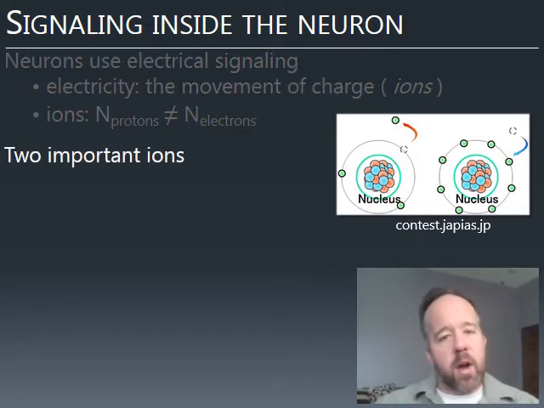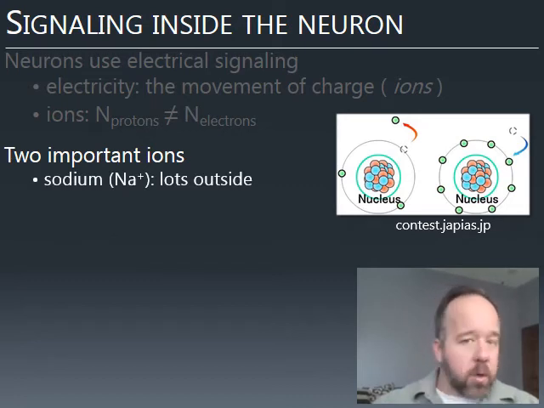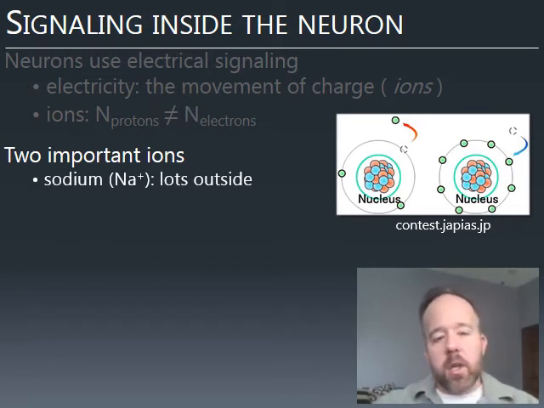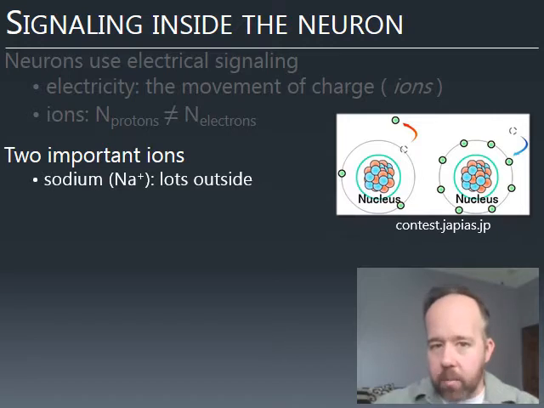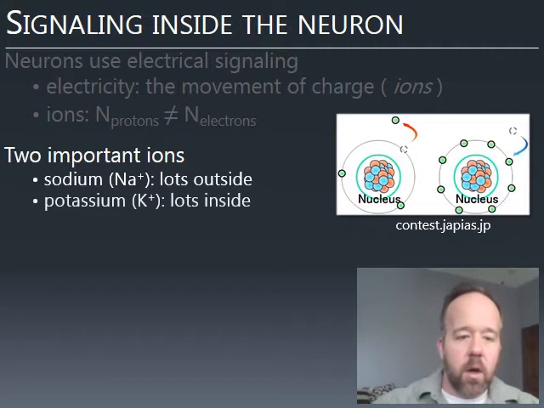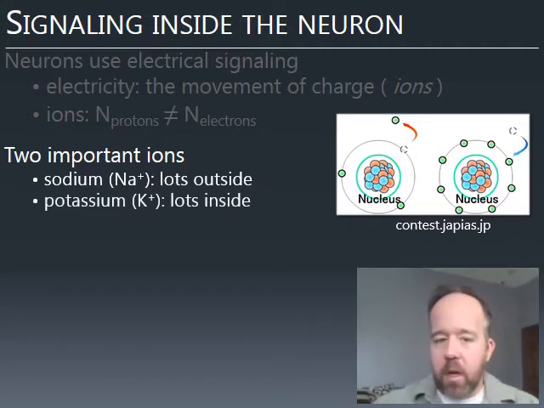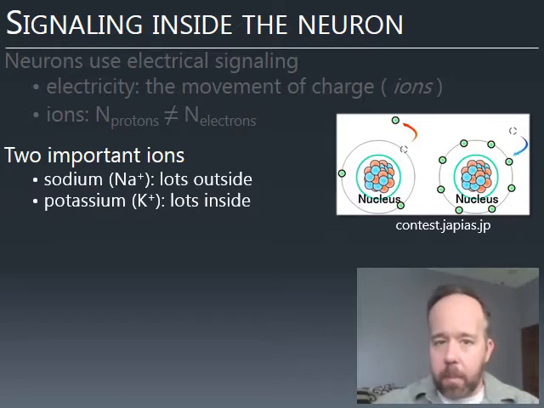Now, for our purposes right now, there are two important ions, just two. They're different elements. One is sodium, which we've all heard of, and sodium is plentiful outside the neuron. There's lots of sodium outside the neuron, very little inside. And sodium carries a positive charge. There's also potassium, which you've probably heard of. And this also carries a positive charge, but in terms of location, it's the opposite. There's a lot of potassium inside the neuron, very little outside.